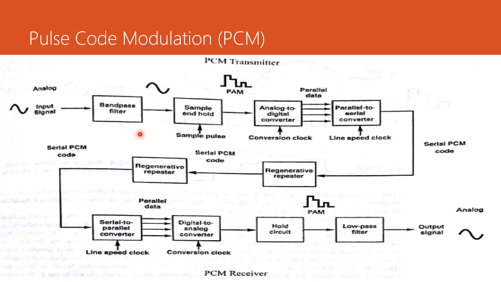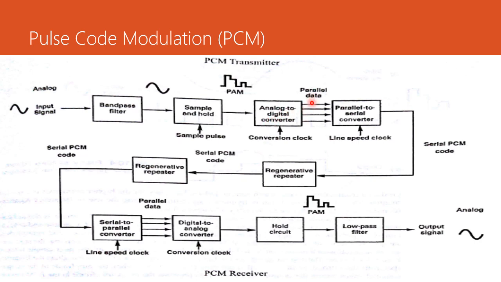So here this diagram is the simplified block diagram of a single channel simplex PCM system. In this figure you can see that we have a PCM transmitter and a PCM receiver. In between the PCM transmitter and the PCM receiver we have the communication channel. And this PCM transmitter consists of a band pass filter followed by a sample and hold circuit. The output of the sample and hold circuit is given to an analog to digital converter where it converts your analog signal to a digital signal.